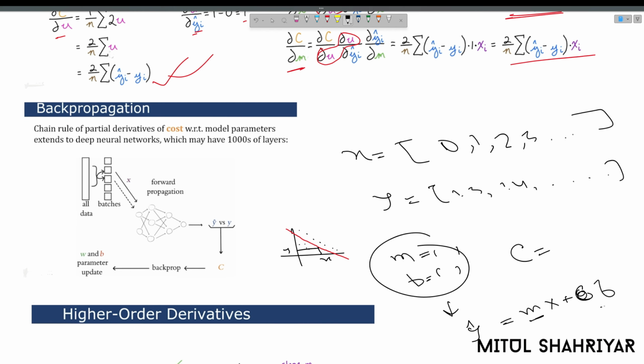So we know m, we know b, and depending on the x we have, we get some sort of y hat. Assume that x is 1, and m we have guessed as 0.9, and b is 0.1, so y hat is 1. But the actual value is 1.4. That means the y hat value is 1, but the y value is 1.4, which is not the same. So our goal is the cost c, equal to 1 by n times the sum of y i hat minus y i, squared.